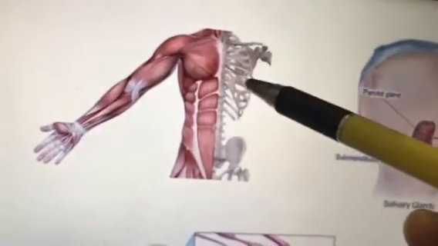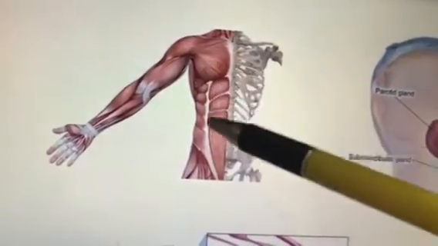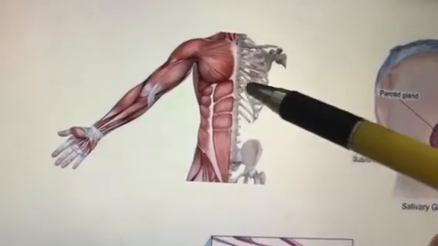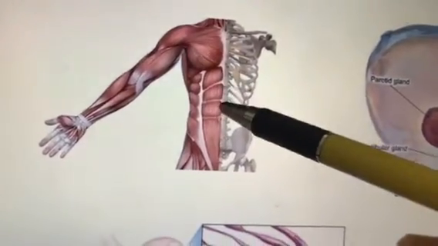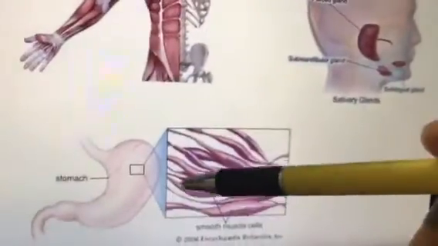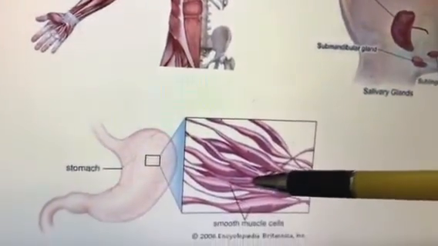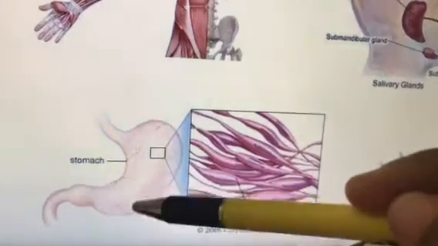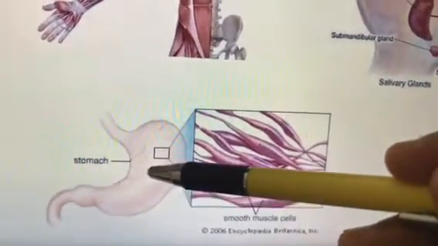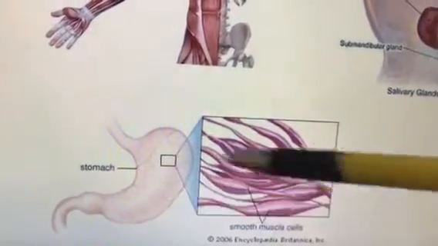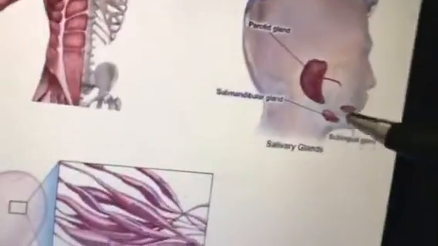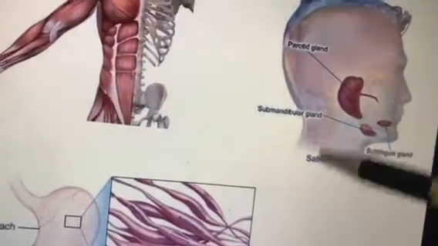Okay, right? So this is the skeleton, and here you can see the muscle. So obviously it is attached to the skeleton. That's why it is called the skeletal muscle, right? And here if you see, this is the viscera. Okay, stomach is a viscera. So the muscle which is present inside the stomach or any other viscera is called smooth muscle. And here if you see, some glands are there, that is your salivary glands.